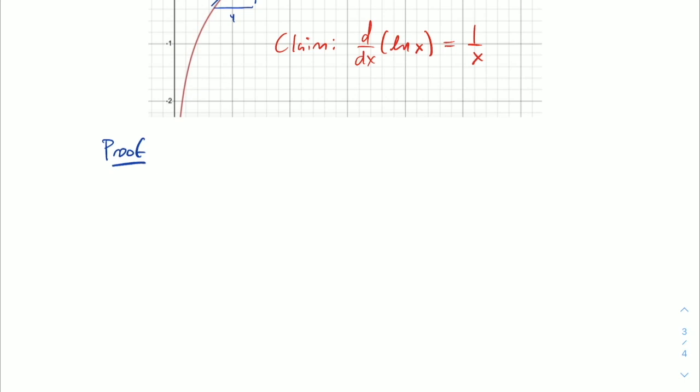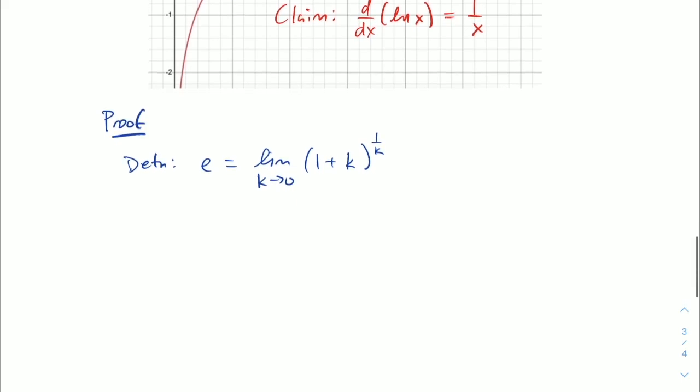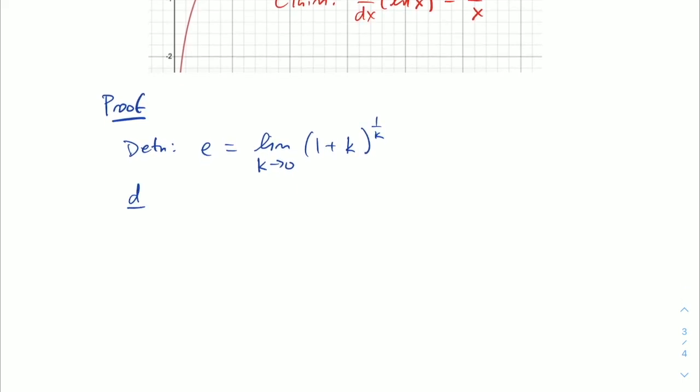Okay, so in this proof we're going to use a definition. We're going to use the definition of e. e is the limit as k goes to 0 of (1 plus k) all to the power 1 over k. So that will come into the proof. All right, so let's take the derivative of the natural log by applying the limit definition.